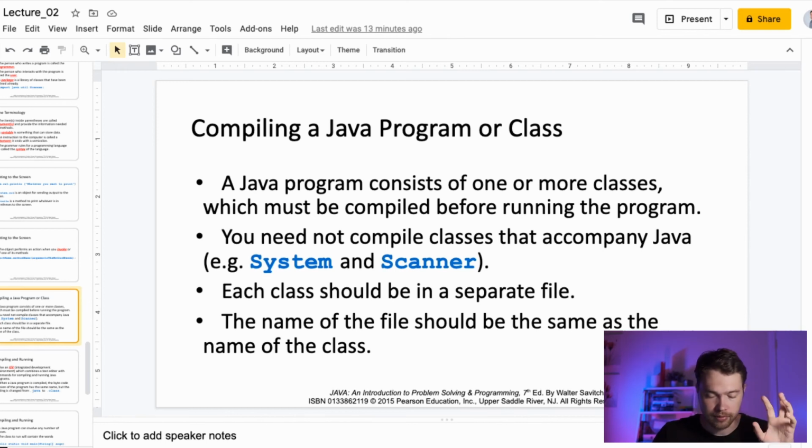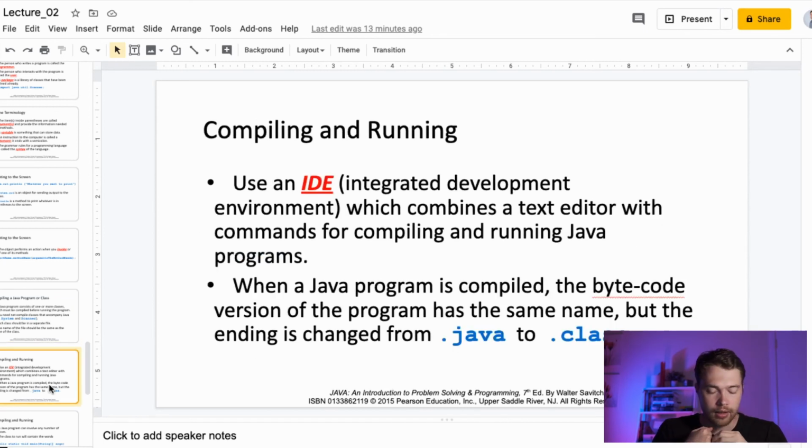Each class should be in a separate file. The name of the file should be the same as the name of the class. For example, if the name of your class is homework1, then the name of the file needs to be homework1.java. Eclipse is called an IDE, which stands for Integrated Development Environment, which combines a text editor and commands for compiling and running Java programs.